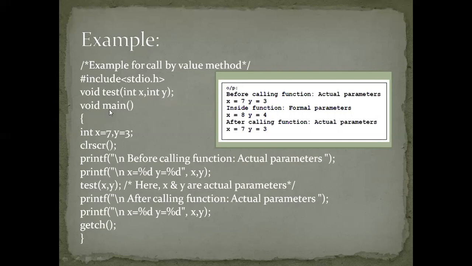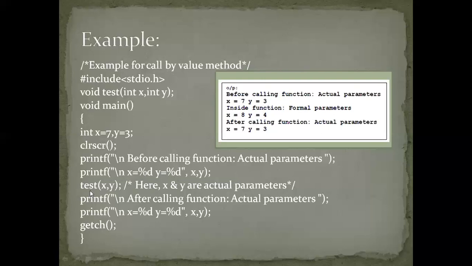Execution of the program always starts from the main function. Here we have mentioned the values in the program itself. The x value is 7 and the y value is 3. Okay, this is clear screen. Before calling the function, what is the value of the actual parameters? We are not calling the function yet. The actual parameter values I am going to display using this printf statement. So the value of x will be 7 and the value of y will be 3. Just look at this output. Before calling the function, actual parameters are x is equal to 7, y is equal to 3. Okay, next.